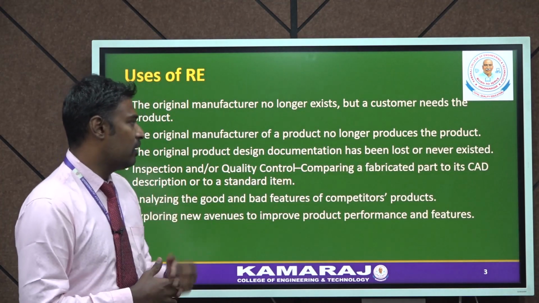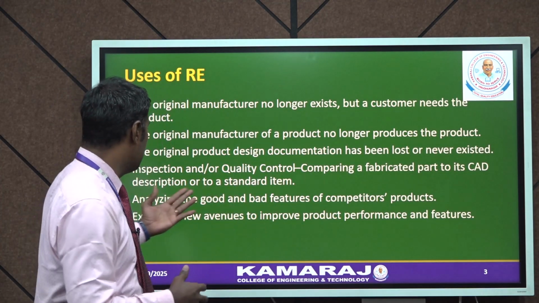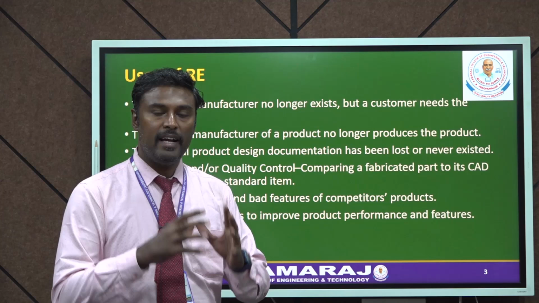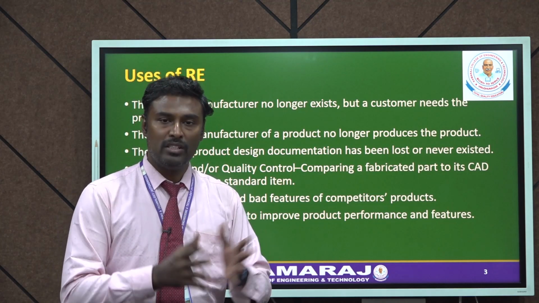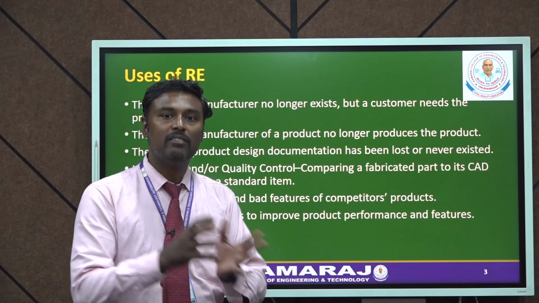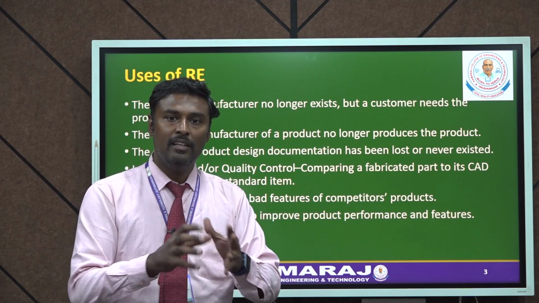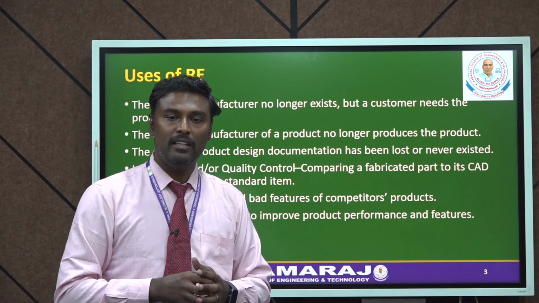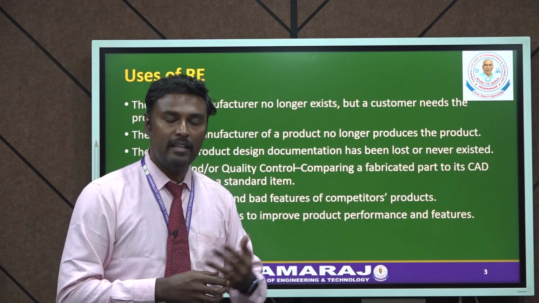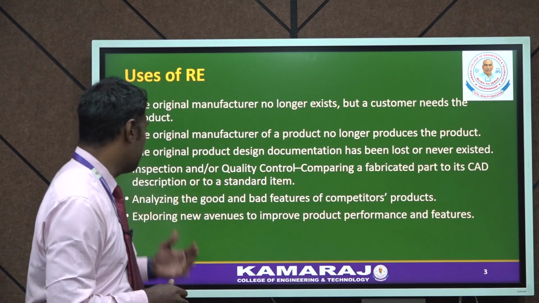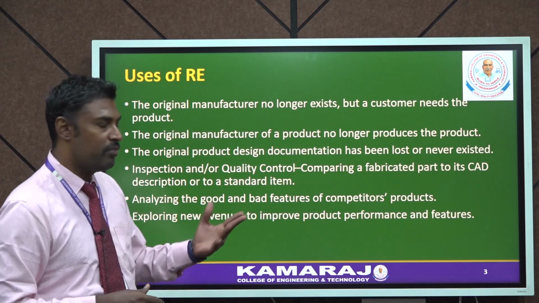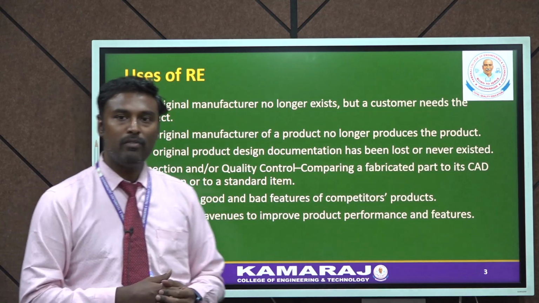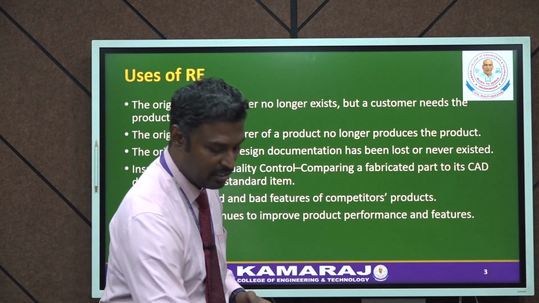Another case is when the original product documentation has been lost or deleted, and for inspection or quality comparison of the fabricated product. If we want to do quality checking of an actual component, we need a superimposition technique. For this we need an actual CAD component and a reverse engineering component. When we superimpose them on each other, we can get the standard deviations in the measurements. So you can easily check how well this entire component was manufactured. It is used for the quality inspection process, for analyzing good and bad features in the competitors' market, and for exploring new avenues to improve product performance. For these concepts we have to use reverse engineering.